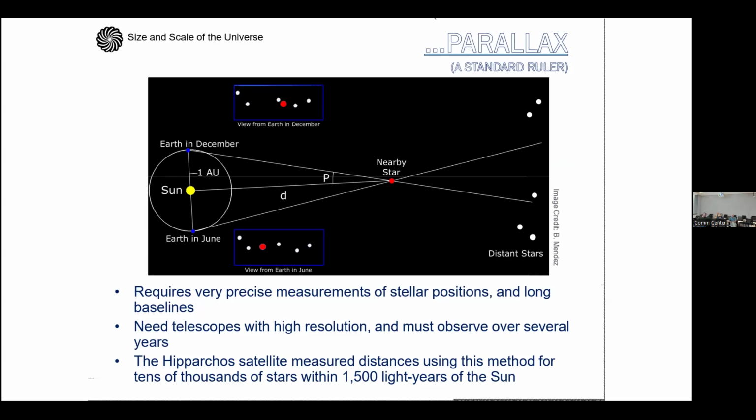And the Hipparcos satellite is a very useful tool for doing that. But again, that's still just orbiting the Earth, so the baseline isn't any longer. And the Hipparcos satellite has been very good at doing that. It eliminates any interference from the atmosphere, and it's done accurate measurements for stars within 1,500 light years of the sun.